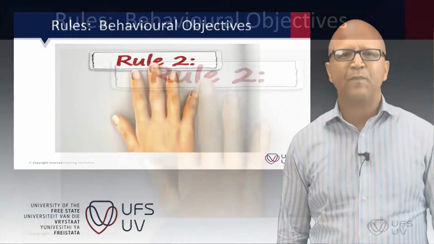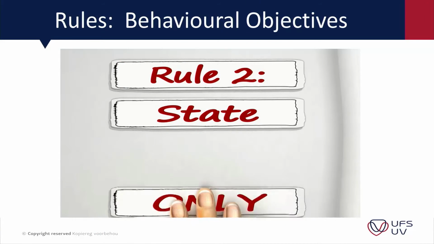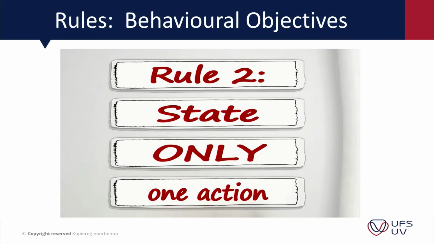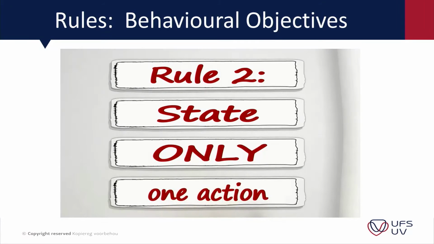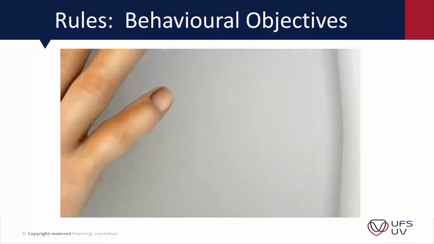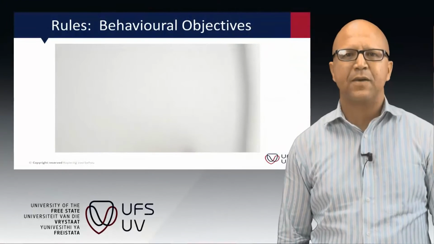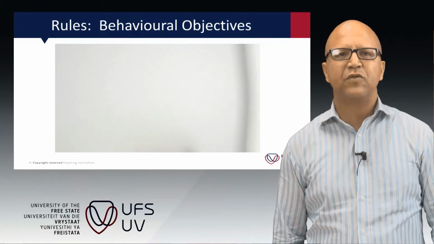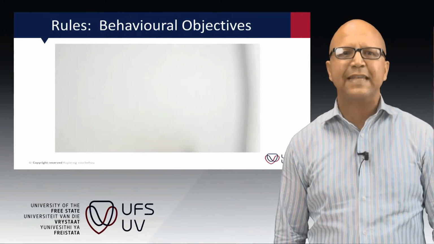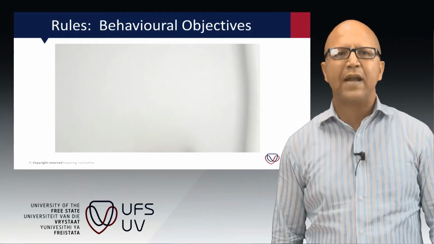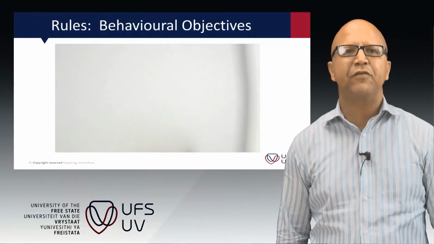In Rule 2, you should state only one action. When you as a teacher state behavioral objectives, you should concentrate on only one action at a time. If you want learners to demonstrate 2 actions at the end of a lesson, you should state 2 distinct objectives. Only one action should be stated in a behavioral objective.